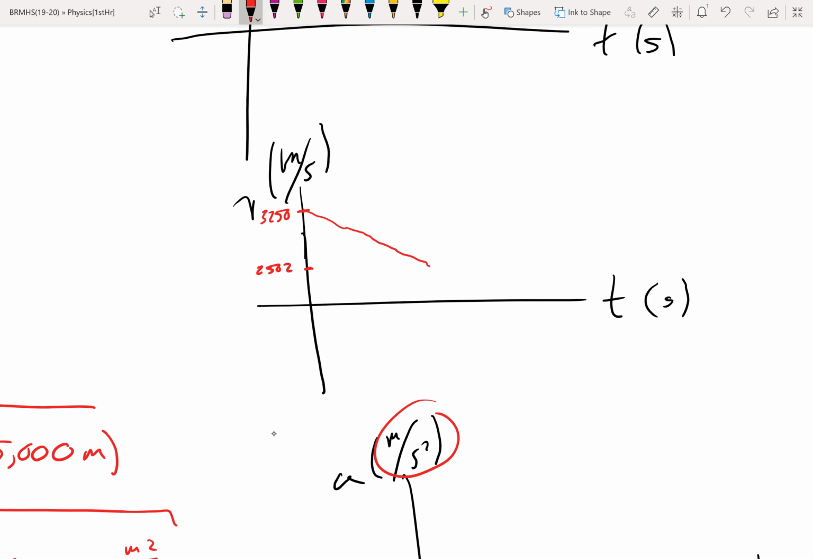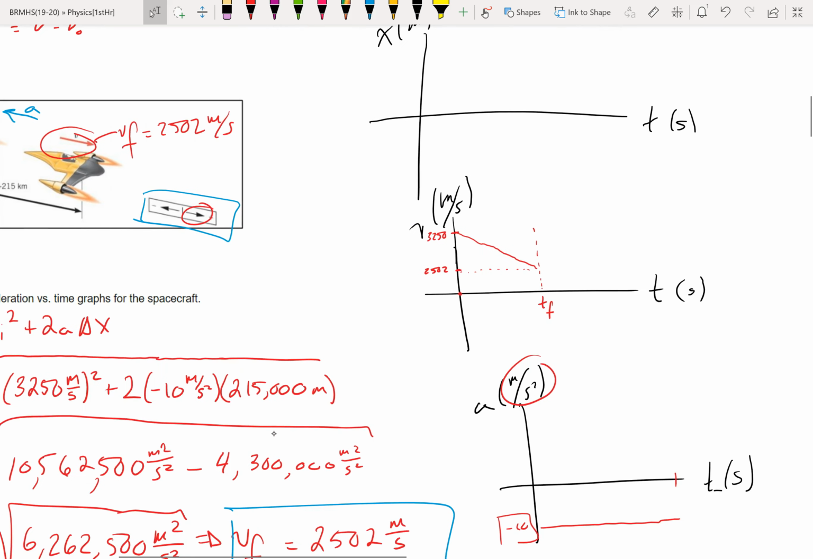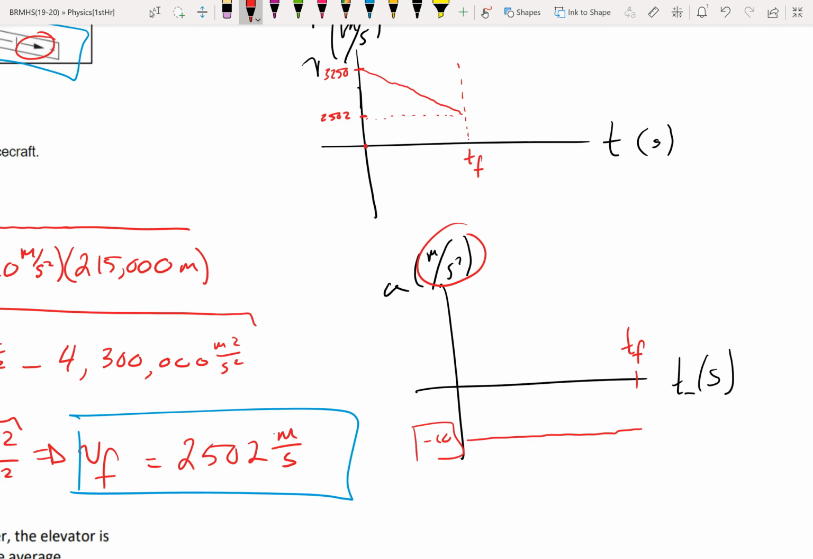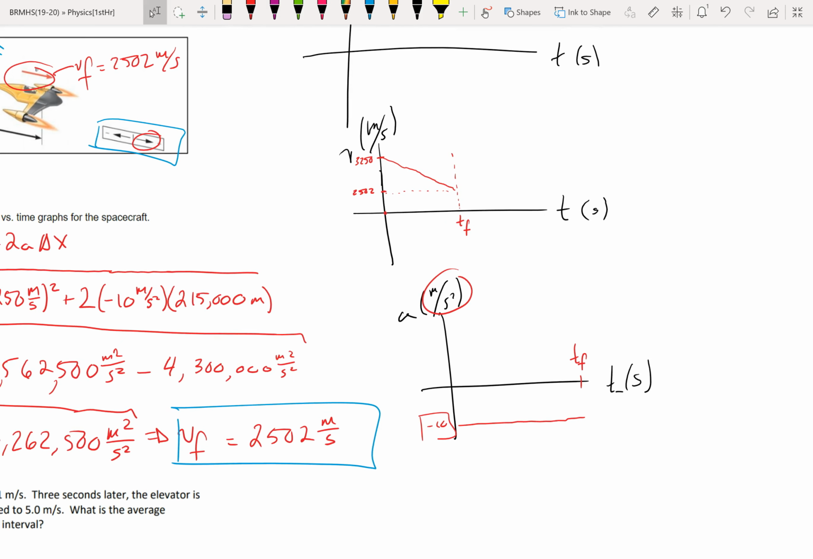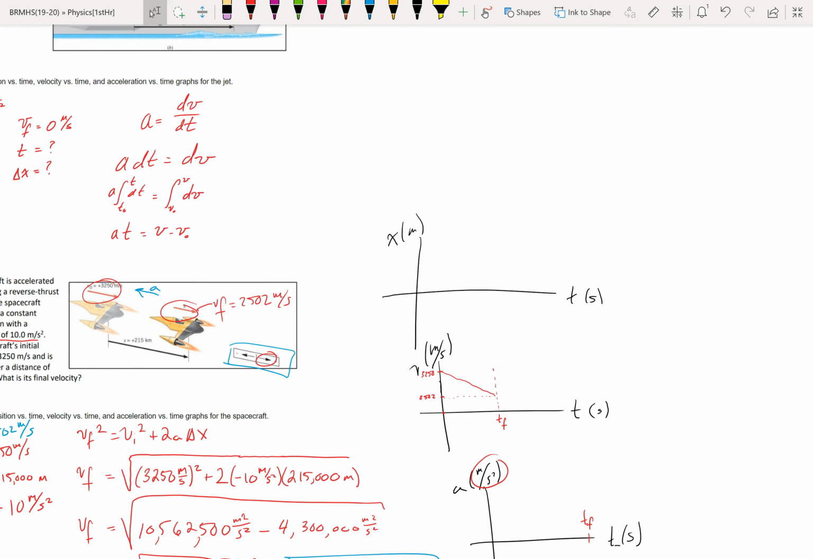And so here, I'm just going to draw in the dots so you can see what I'm talking about. This would be whatever the T final is. Initial T is 0. And we went from 3250 to 2502 meters per second. It's traveling in the positive direction the whole time. I'm just going to put a T final over there. Okay. Position. We'll say it starts at 0 position because we don't know where it starts. And it is moving in the positive direction. And it is slowing down.